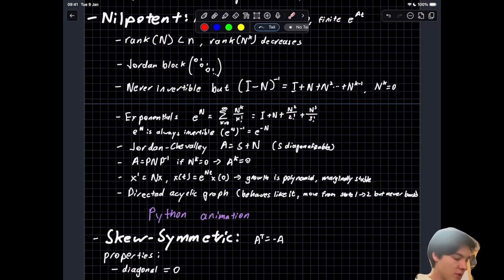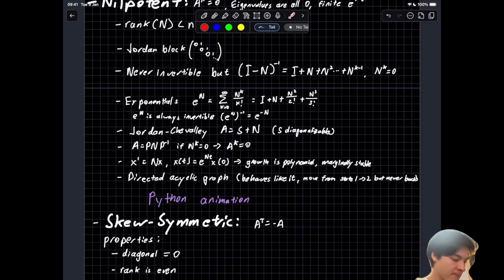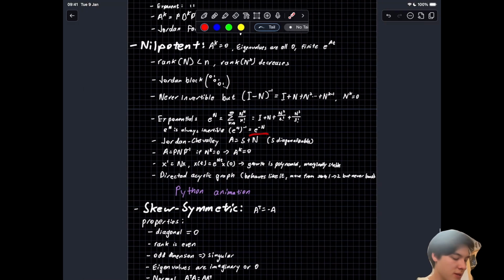If we do exponentials, we can use this formula. And e to the power of n is always invertible. It's just e to the minus n.